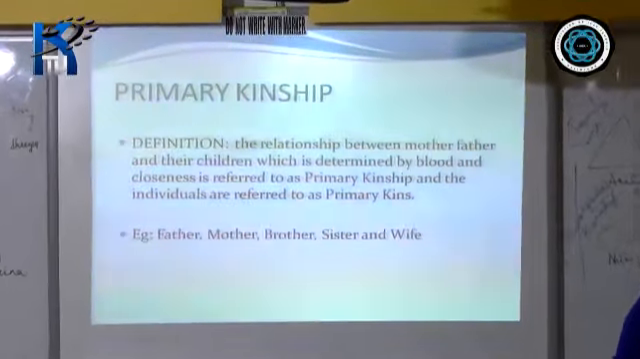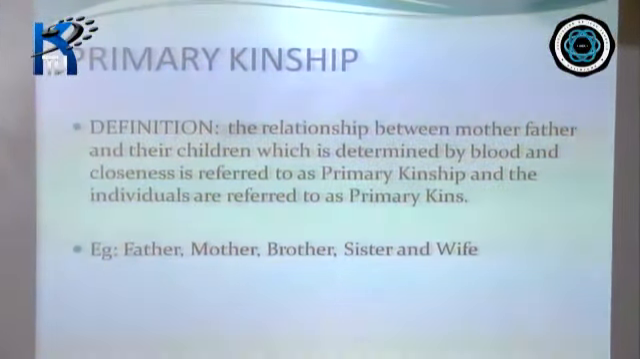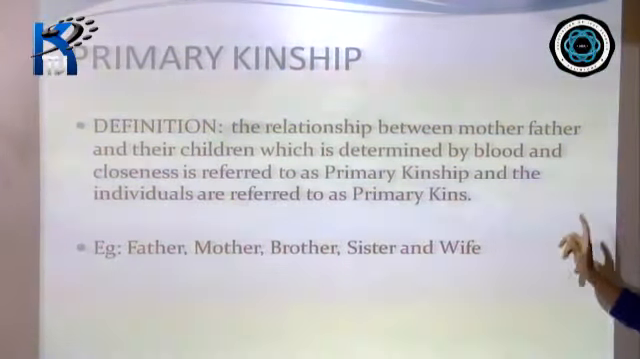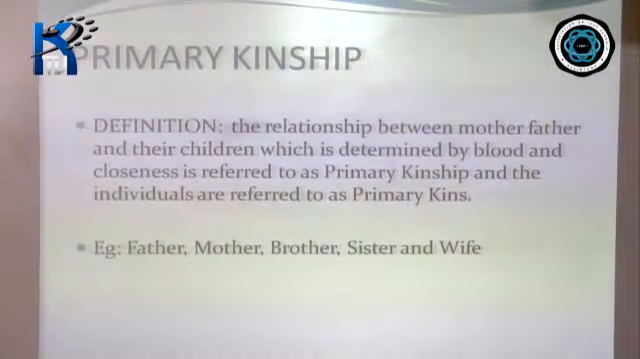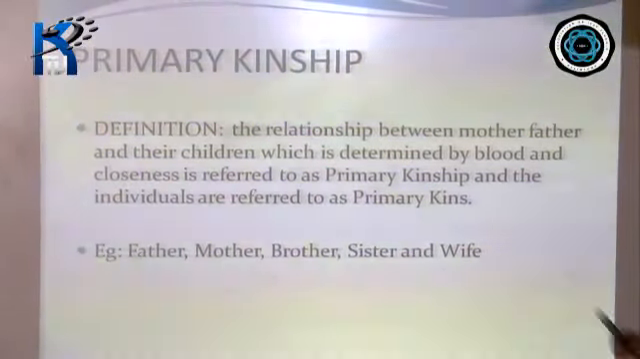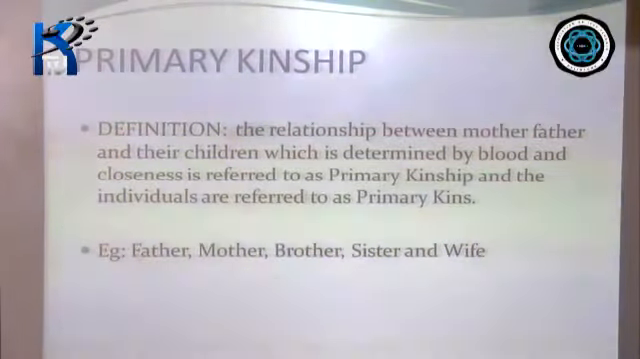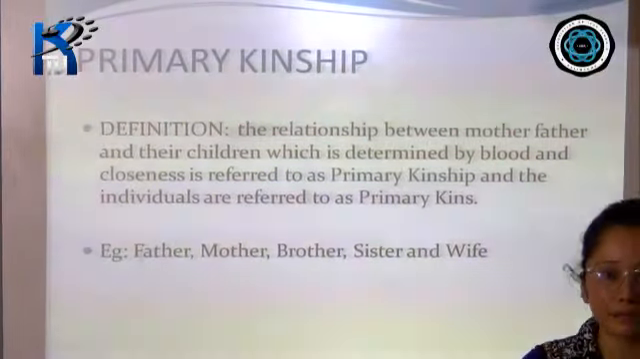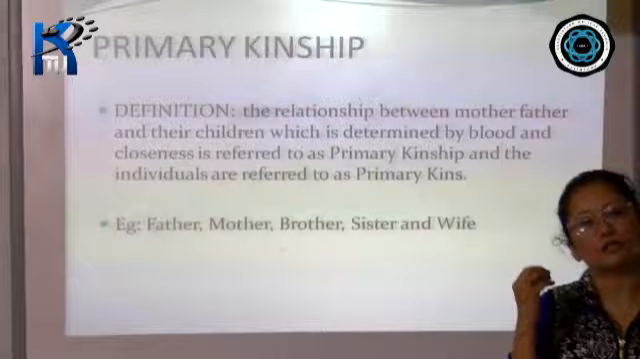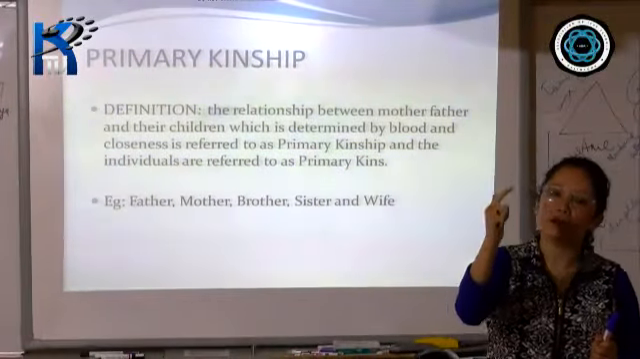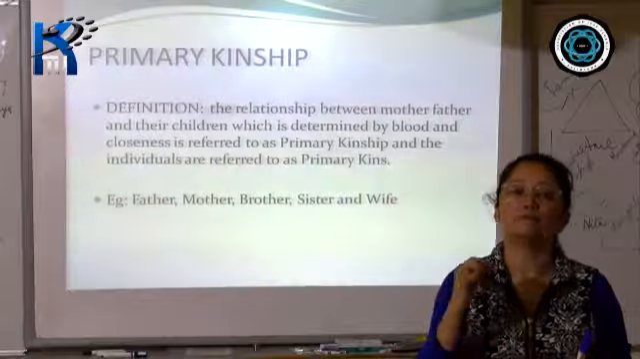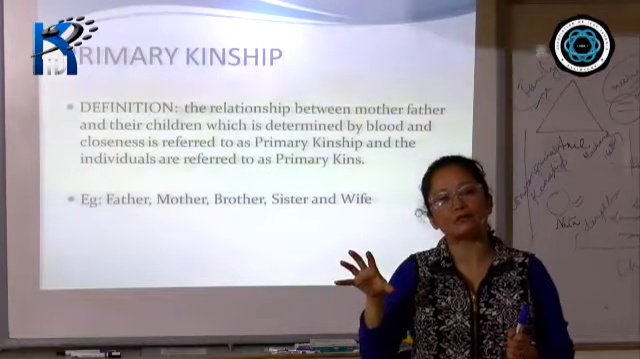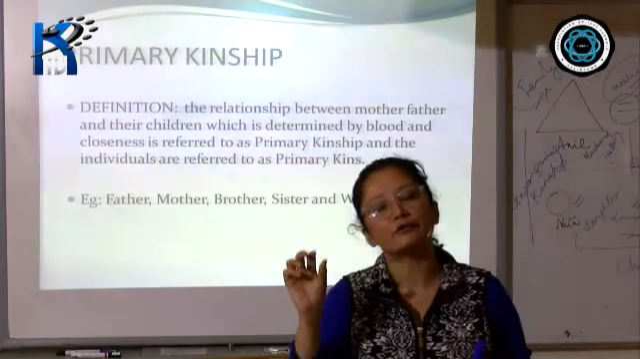So, based on this, we have three. I've already showed you in the diagram, primary, secondary, and tertiary. Let us quickly look at the primary kinship. The relationship between mother, father, and their children, which is determined by blood and closeness, is referred to as primary kins. So your primary kins are your family members, right? And in your family members, it will just be your father, your mother, your brother, and your sister if you have one.